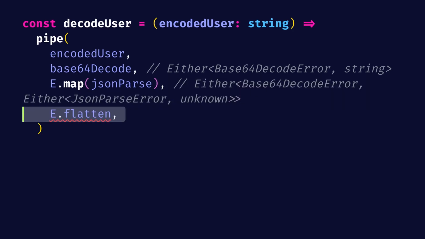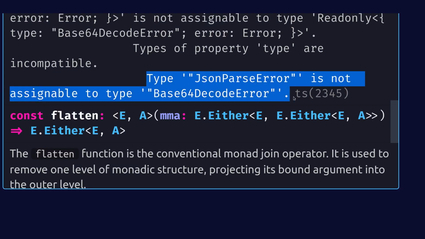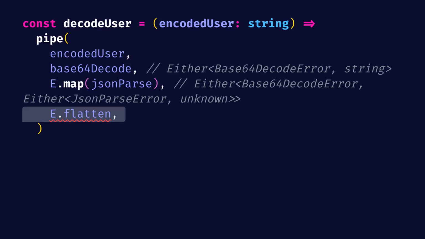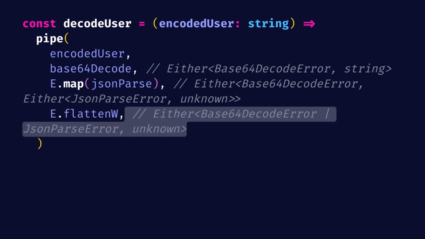However, notice that we get an error. Type JSON parse error is not assignable to type base64 decode error. This is because flatten expects that the error types of the nested Either are the same, which is not the case in our example. Instead, we want to use flattenW, where the W stands for widening to indicate that we're widening the error type, that is, making it a union of the errors. So now we have an Either base64 decode error or JSON parse error in the left case and unknown in the right case.